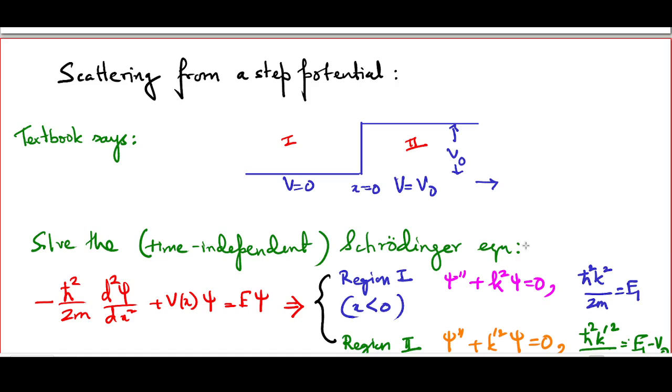And because the potential has two different forms in the two different regions, we break up the equation into two pieces. In region 1, where x is less than 0, V is 0. So what you really have is d2 psi dx2 is minus twice mE by h cross square times psi, and we can rewrite that as psi double prime plus k square psi equals 0, where k is related to the energy E by h cross square k square by twice m is E.